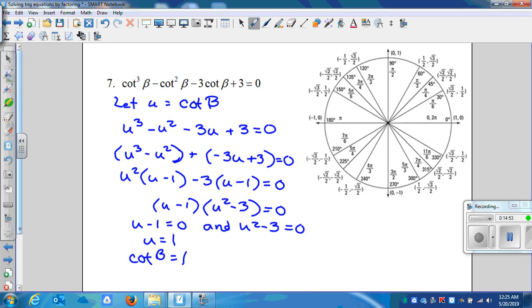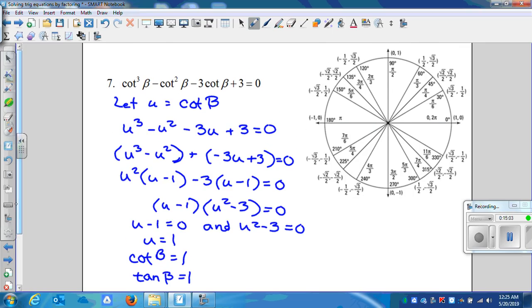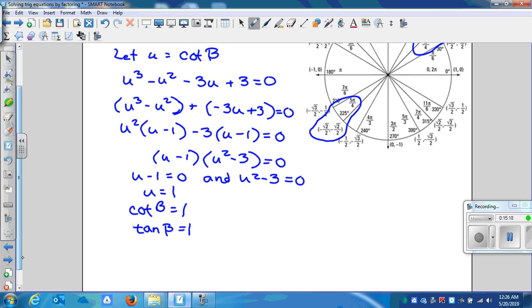U equals 1, and if we replace that with the cotangent of beta, we're not going to work with cotangent, we're going to work with tangent. So the reciprocal is tangent, and the reciprocal of 1 is 1, of course. And we have two solutions for that. If you go up and look for the division of sine divided by cosine, that's going to give you a positive 1. That occurs at pi over 4, and down here were the negatives, so 5 pi over 4. So pi over 4 and 5 pi over 4. So that side generated two solutions.